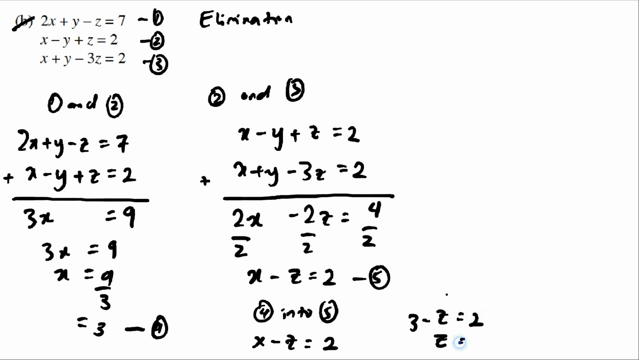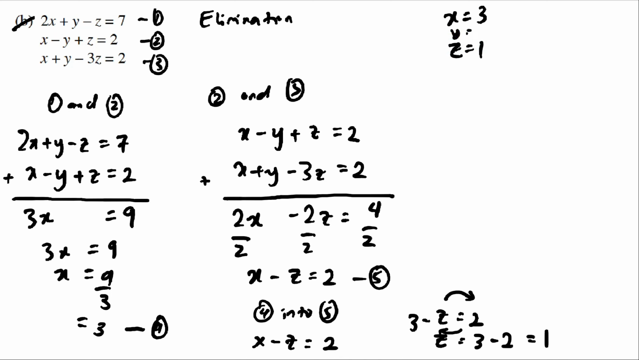Z is equal to, when z moves to the other side and 2 moves to the other side, negative z becomes positive z. So at this side, we have 3. When 2 enters the other side, it's negative 2, so we have 1. Now we have x is equal to 3. Z is equal to 1.